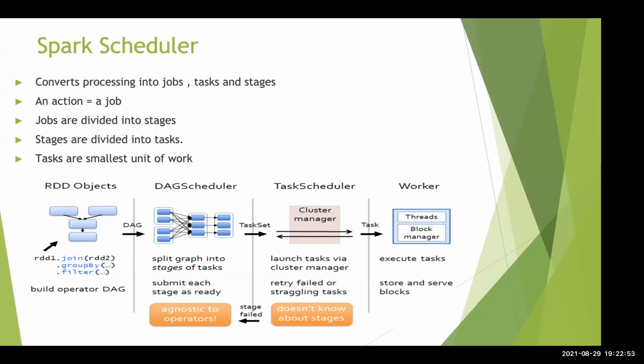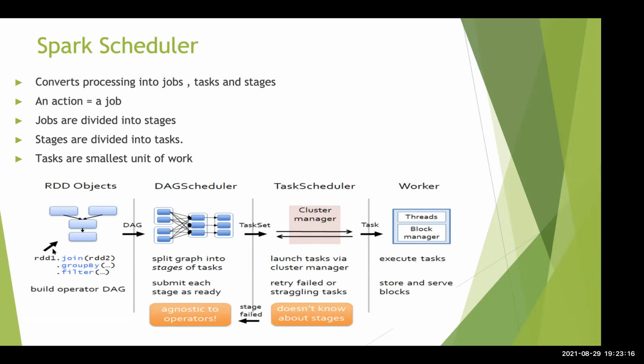So let's talk about Spark scheduler. What it does is convert Spark code into jobs, tasks, and stages. An action is a job. Each job is divided into stages. Each stage is divided into tasks, and tasks are the smallest unit of work. Each task is also called a partition as well.